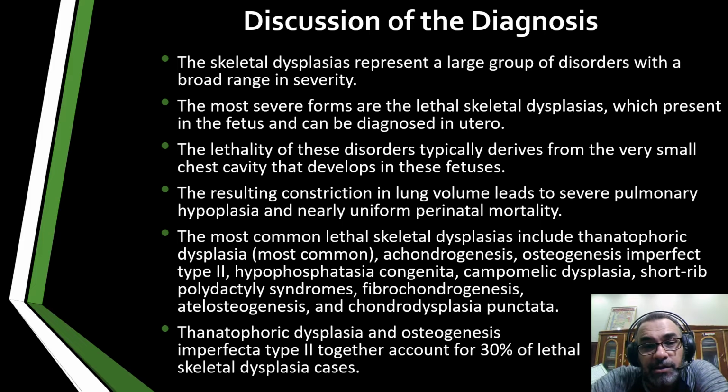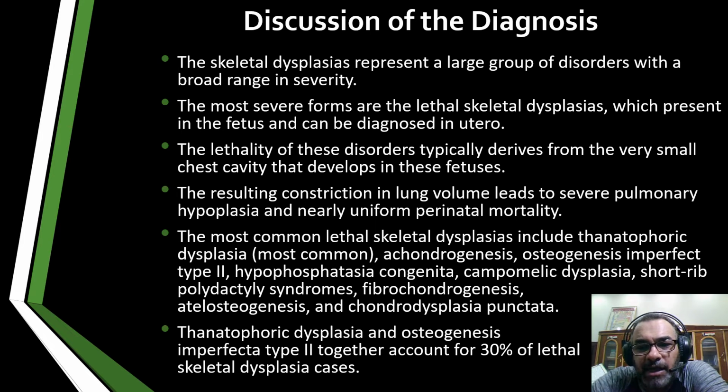Discussion of the diagnosis. The skeletal dysplasias represent a large group of disorders with a broad range in severity. The most severe forms are the lethal skeletal dysplasias, which present in the fetus and can be diagnosed in utero. The lethality of these disorders typically derives from the very small chest cavity that develops in these fetuses. The resulting constriction in lung volume leads to severe pulmonary hypoplasia and nearly uniform perinatal mortality.